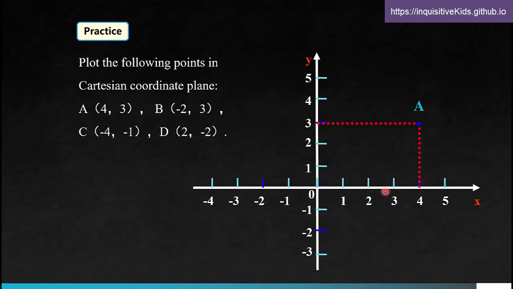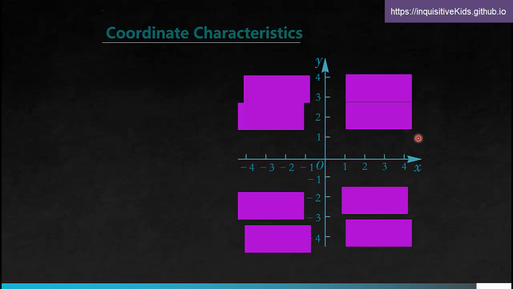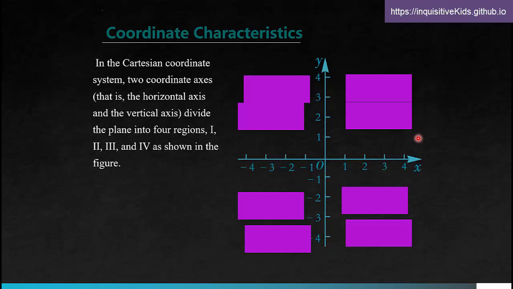So point A, we can draw perpendicular lines from each of these axes. It should be like a routine now. And B is here, C is here, D is here. Now the point where these two perpendicular lines intersect is the point we're looking for. So here are our coordinate characteristics.